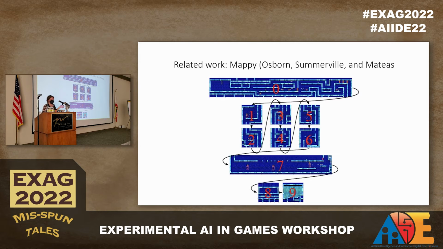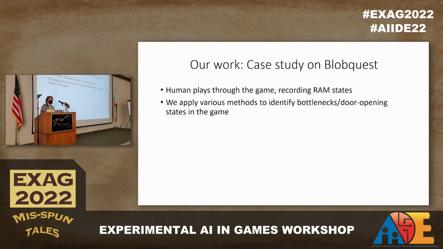And something very related to what we did is this system called MAPI that also constructed topologies of games from RAM, which is what we're going to do. So this was more for the purpose, not of looking at these cognitive bottlenecks and physical bottlenecks, but just for the purpose of automatically constructing game maps and seeing what you can get to from one part of the game to another.